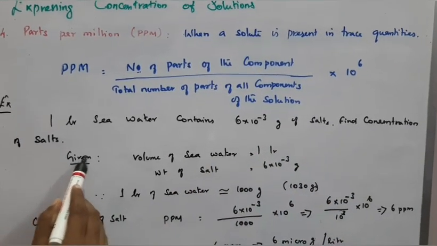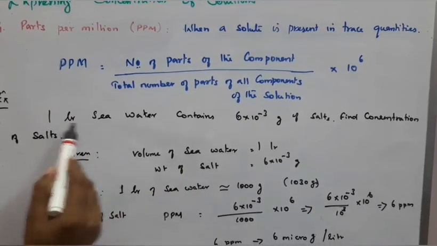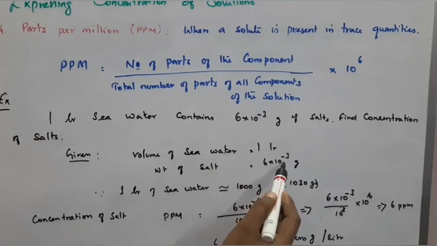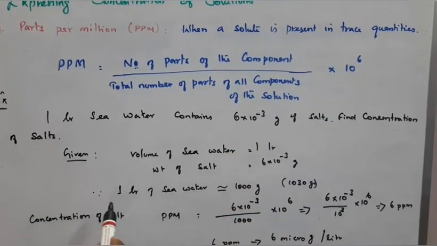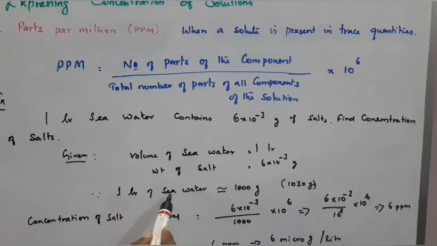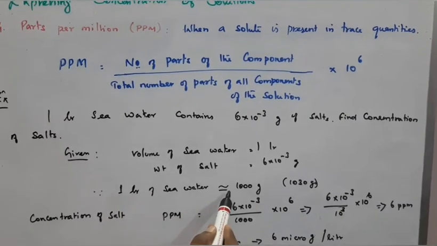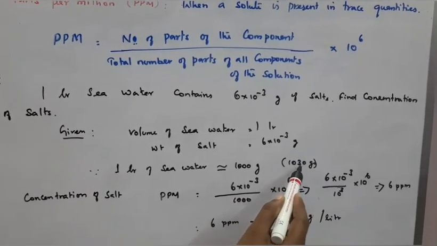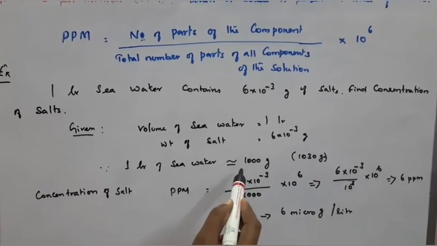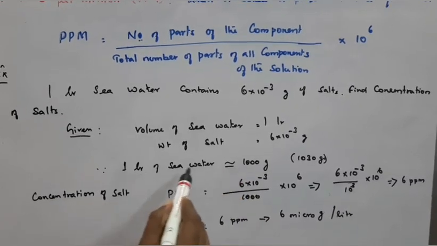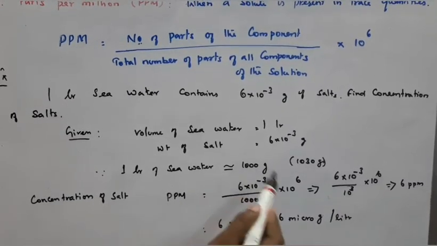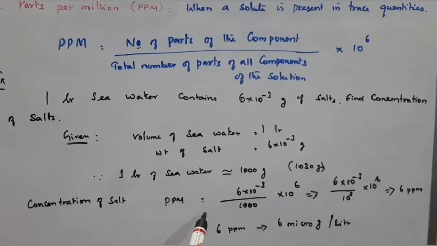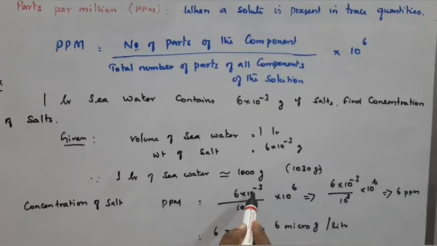The given volume of seawater is 1 liter, and the weight of salt is 6 into 10 power minus 3 gram. Here 1 liter of seawater is approximately equal to 1000 grams. For an accurate value it is 1030 grams, but for calculation purposes we take 1 liter of seawater as approximately 1000 grams.